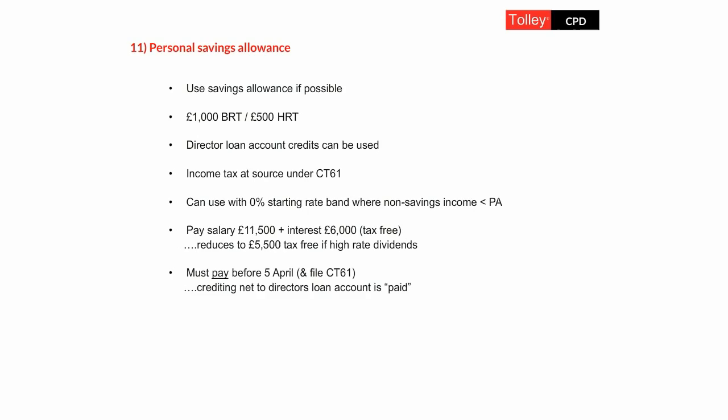And that interest should be in the 17-18 tax year, and you should be looking to utilise either the personal savings allowance on its own, or if you're an OMB, you're looking to utilise the £5,500 or £6,000 if you've got a salary at that £11,500 mark.